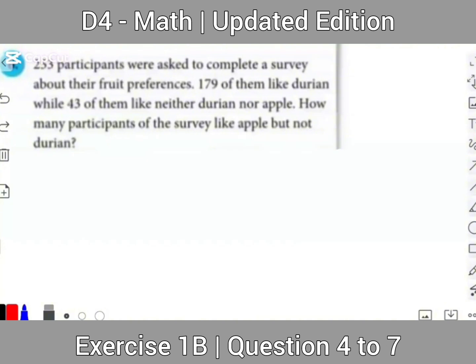Now in step 2, we will think of a plan. Since we want to find the number of people who like apple but not durian, can't we use a Venn diagram to help us visualize and find the information easily? Yes, we can. So draw a Venn diagram to represent the sets.